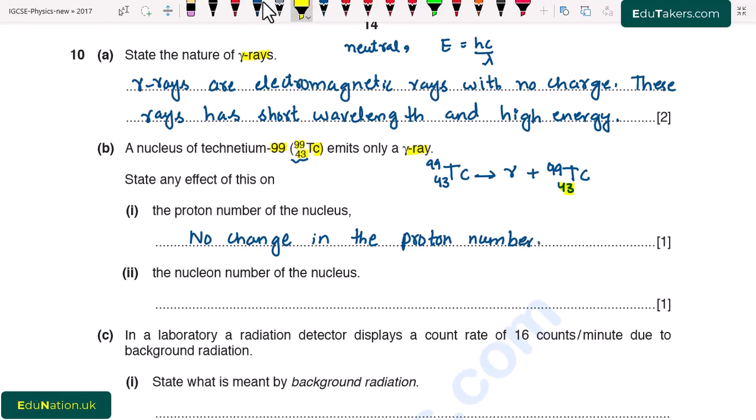Part 2. The nucleon number of the nucleus. Here it's a nucleon number. Nucleon number is basically the sum of the number of protons plus neutrons, which is also known as the mass number, and it is represented by A. Here 99 is basically the mass number, which is also called the nucleon number. It remains the same when technetium emits gamma rays. So I write here there will be no change in the nucleon number. So it remains the same.